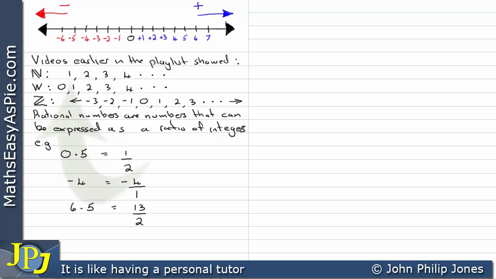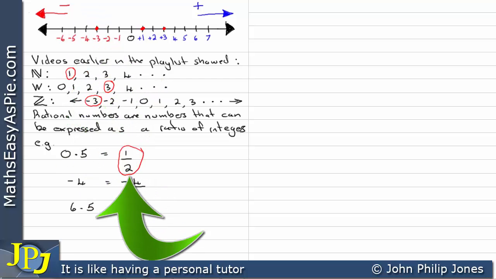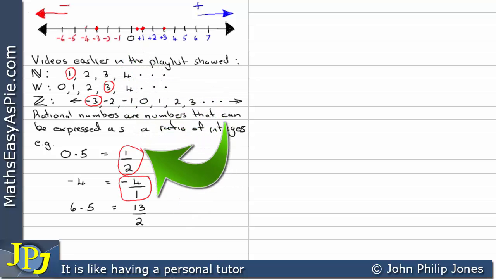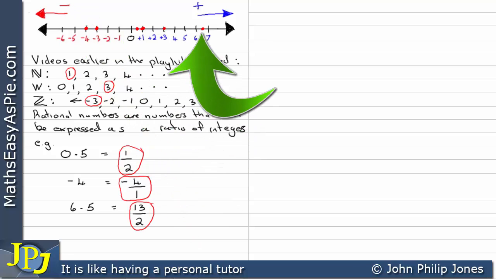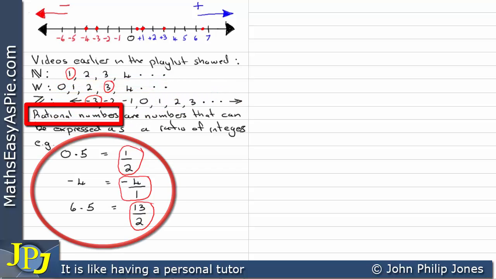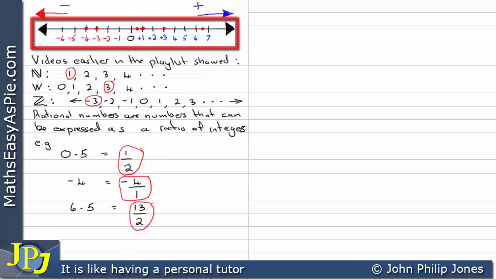Let's take some examples of these numbers. Here I'm going to look at 1, and I can see it belongs here on the number line. 3 belongs at this position on the number line. -3 belongs here. Here we have a half, and that actually belongs here on the number line. And of course -4 over 1 is actually -4 on the number line. 13 over 2 is 6.5 on the number line. So we can see all of these numbers that are natural numbers, whole numbers, integers and rational numbers all have a position on the number line.